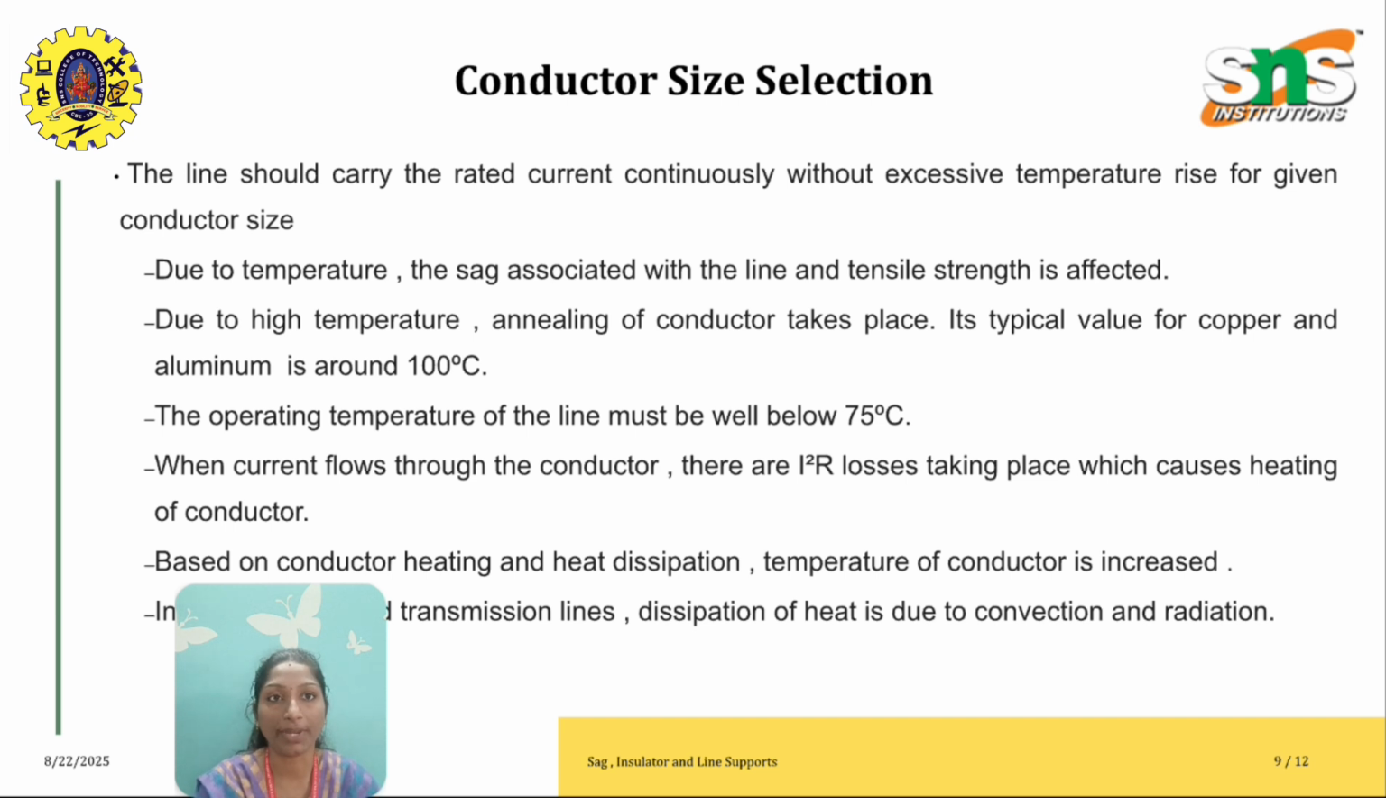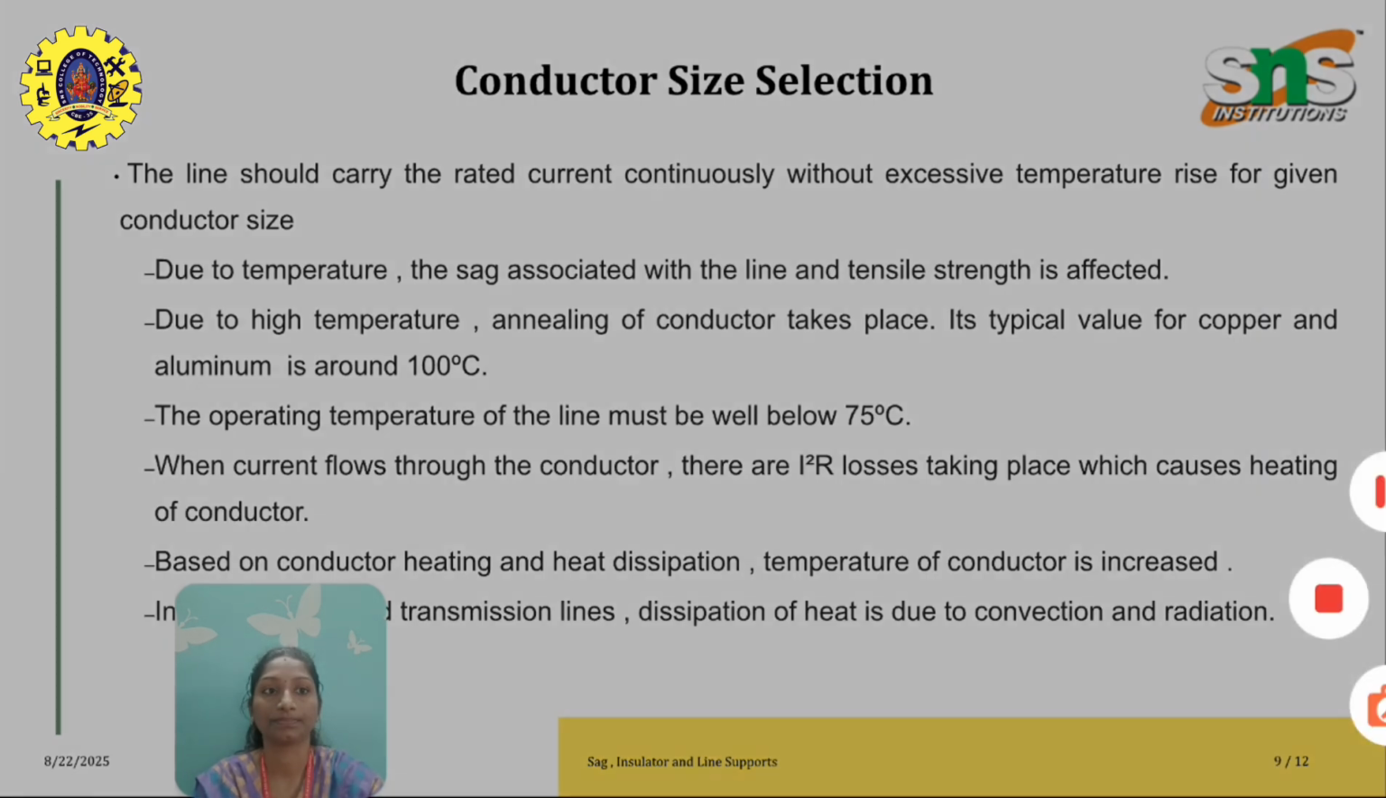Due to high temperature, annealing of the conductor takes place. Its typical value for copper and aluminum is around 100 degrees Celsius. The operating temperature of the line must be below 75 degrees Celsius, and the losses we calculate as I squared R, which happen due to the heating of the conductors. Based on the conductor heating and heat dissipation, the temperature of the conductor is increased. So conductor size selection plays a major role before designing a transmission line.